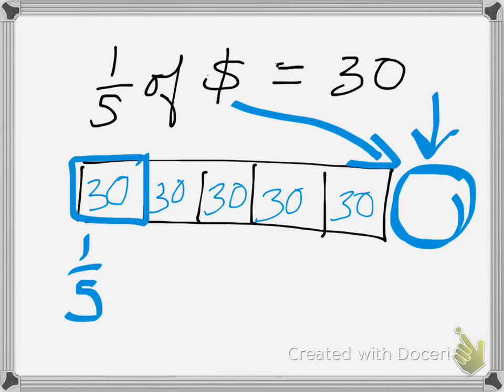So we have 30, 60, 90, 120, 150. So we get $150 in the cash box.